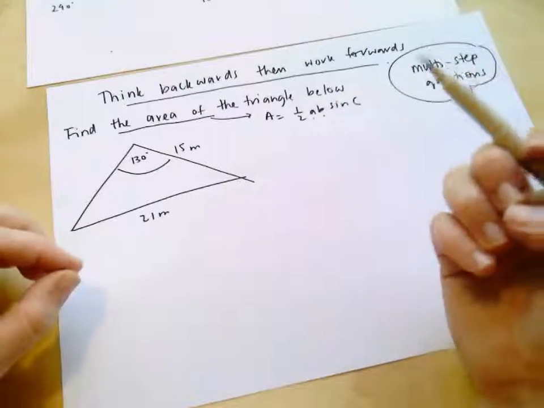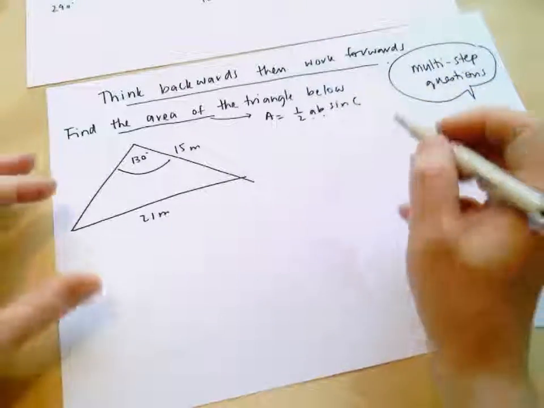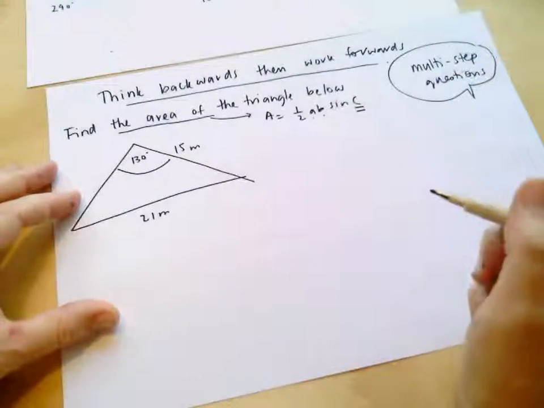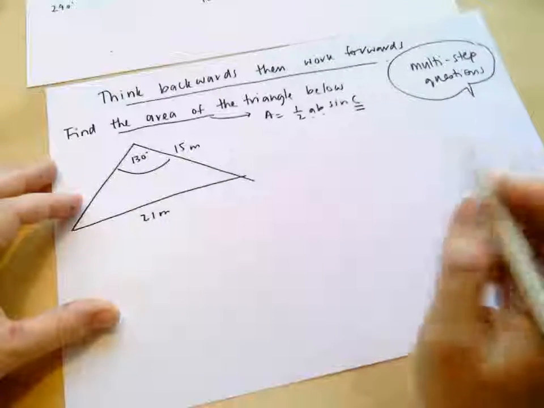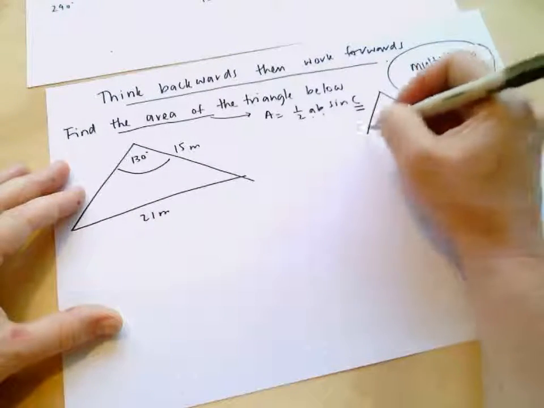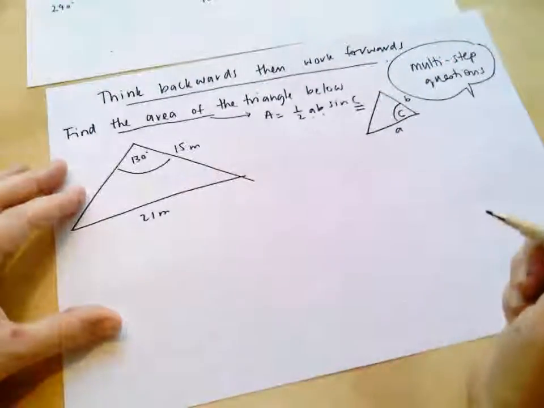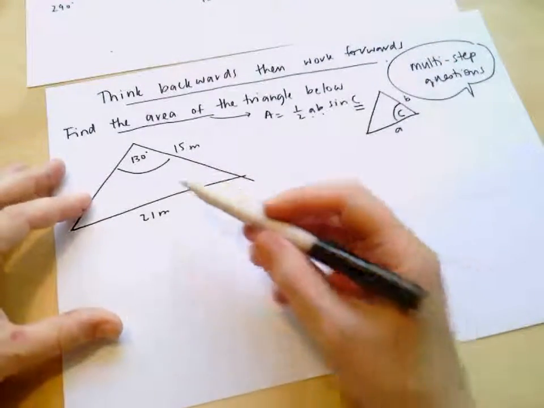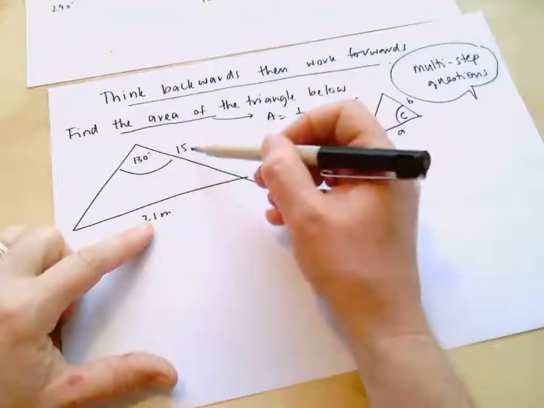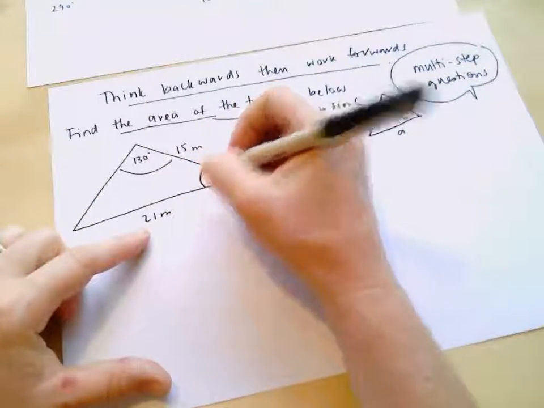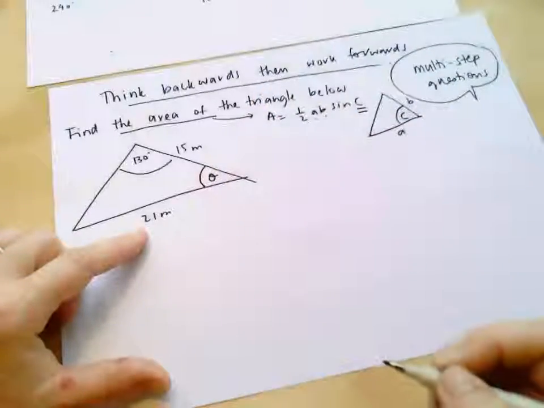But before you get too carried away, you need to think about where this angle needs to be in this formula. It needs to be between the two sides. So I need an a and a b and a C between those two sides. Now I definitely don't have that in this situation. I've got this and this, but I need this side here. So that's the side I need.